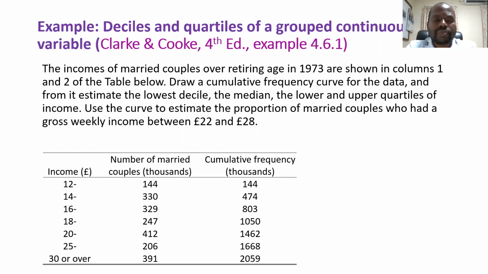Let's look at an example to do with deciles and quantiles of a grouped continuous variable. This is from Clark and Cook, 4th edition, example 4.6.1. It's about incomes of married couples over retiring age in 1973, shown in columns 1 and 2 of the table below. Column number 1 shows income and column number 2 shows the number of married couples in thousands.